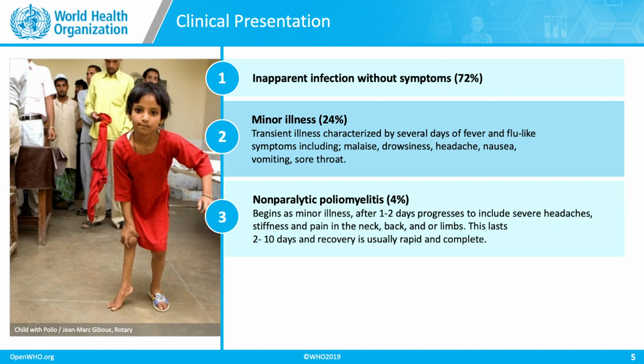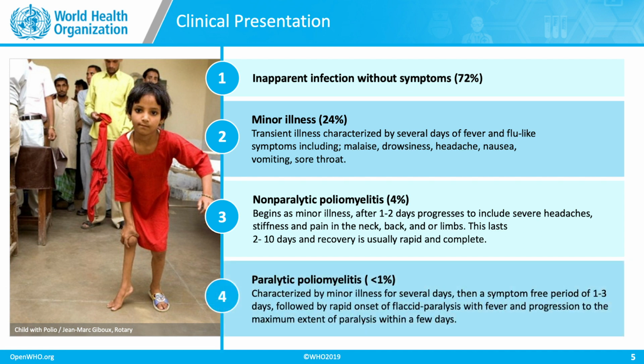3. Non-paralytic polio begins as a minor illness and after 1 to 2 days progresses to include severe headaches, stiffness and pain in the neck, back, or limbs. These symptoms usually last between 2 and 10 days. Recovery is usually rapid and complete. Non-paralytic polio occurs in less than 4% of all cases.